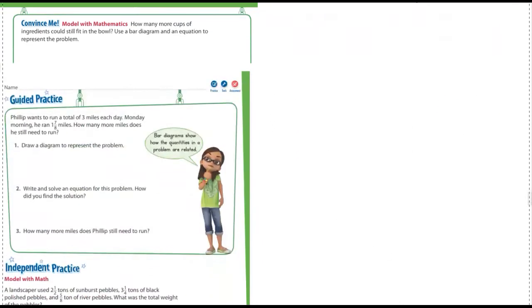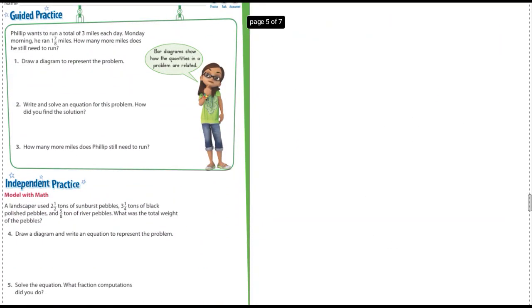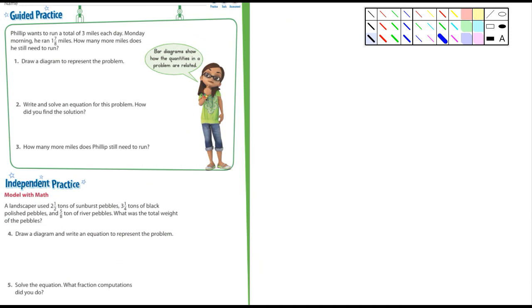Pretty easy. Guided practice. Let's look at this a little bit. It says Philip wants to run a total of 3 miles each day. Monday morning, he ran 1 7/8. How many more miles does he need to run? And it says, again, draw a bar diagram to represent the problem. So here's my bar.